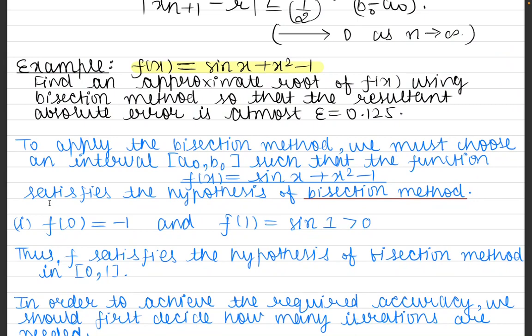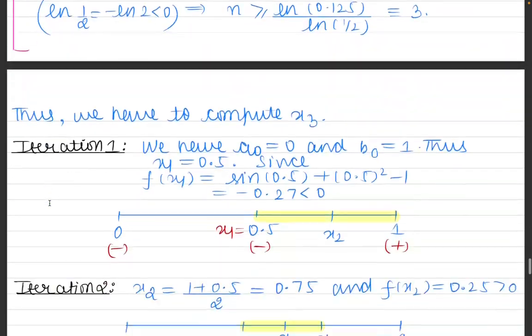And not only that, not only do we find an approximate root of f(x) using the so-called bisection method, we also find the approximate root with a certain error estimate condition, and that is that the resultant approximation should be such that the resultant absolute error cannot exceed 0.125. Okay. So we end today's session with few comments on bisection method.